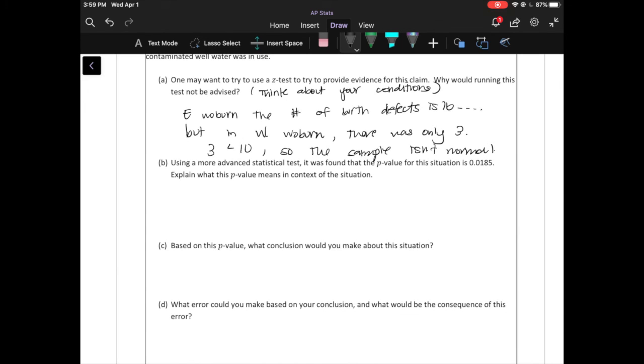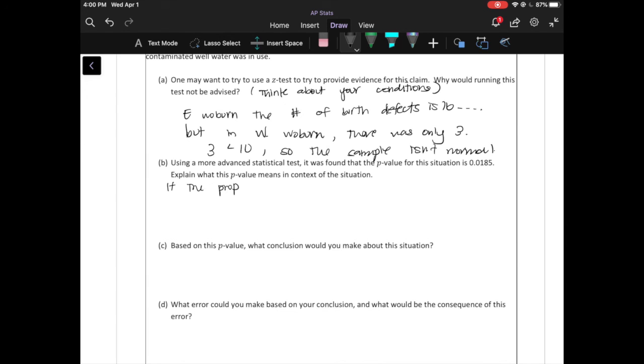Using a more advanced statistical test, it was found that the p-value for this situation is 0.0185. Explain what this p-value means in context to this situation. So here, you're just writing the first part of your conclusion. You're not telling me what we're doing to the hypothesis, okay? What is the first part of the conclusion? What does this p-value mean?